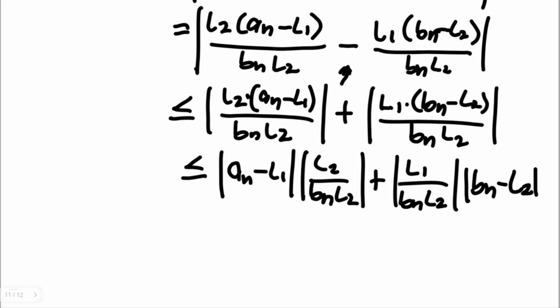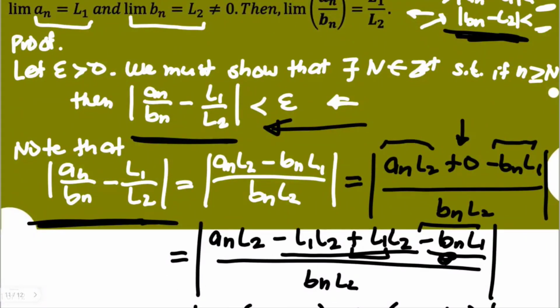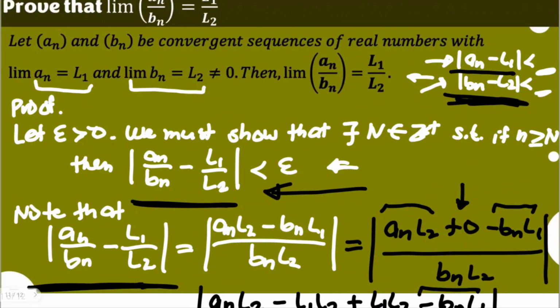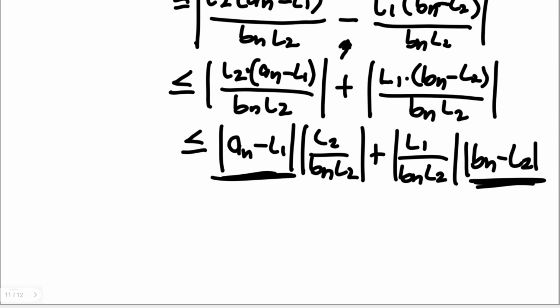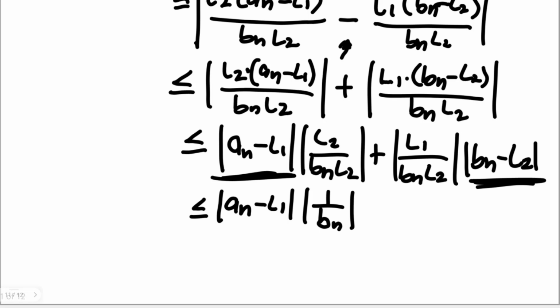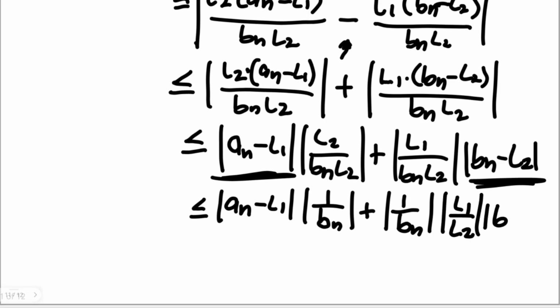Now, I would like to do this because this is what I want. I would like them to appear as separate expressions, because that's what I need here, in order for me to look for the proper or an appropriate form of your epsilon. Now, I can still move further. Let me deal with this. A sub n minus L sub 1, I could cancel this, right? Leaving you here with 1 over B sub n. Plus, I could also take out 1 over B sub n here and leave L sub 1 over L sub 2 for B sub n minus L sub 2.